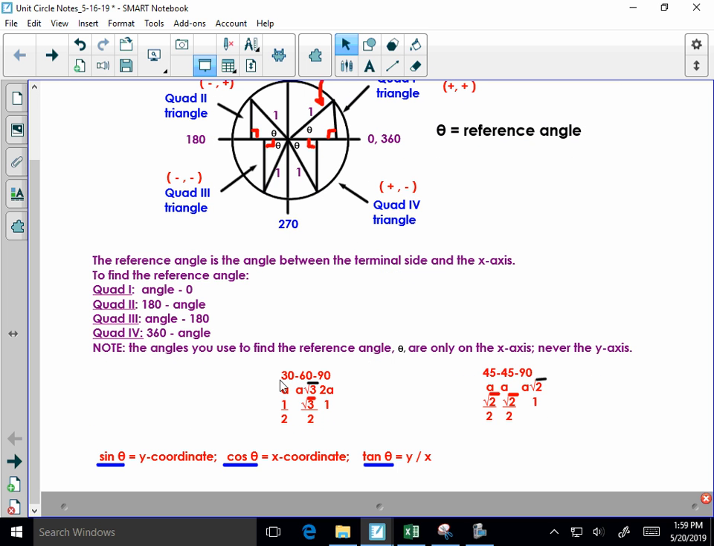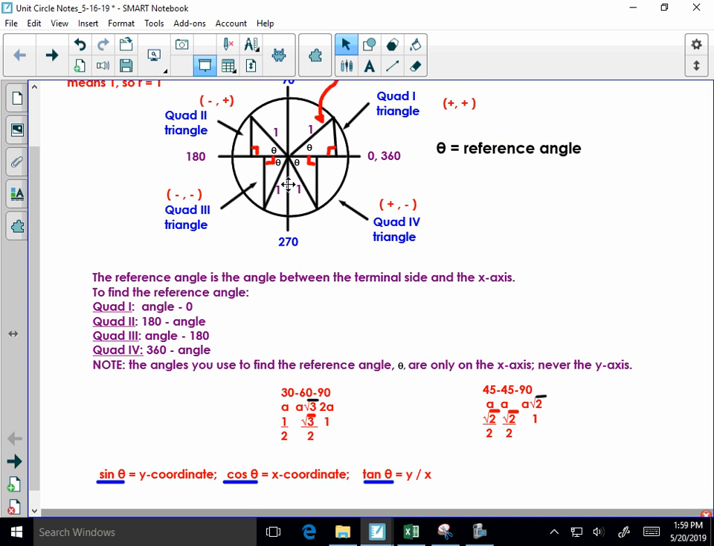Next down here, we are reminded of our relationships on the 30, 60, 90. Our side lengths are A, A root 3, and 2A. In our 45, 45, 90, we have A, A, and A root 2. As we already pointed out up here, the radii are always equal to 1. So that 90 degree side is already set at 1. So in this case, 2A equals 1. So if I solve for A, that's 1/2. So the A over here is 1/2.